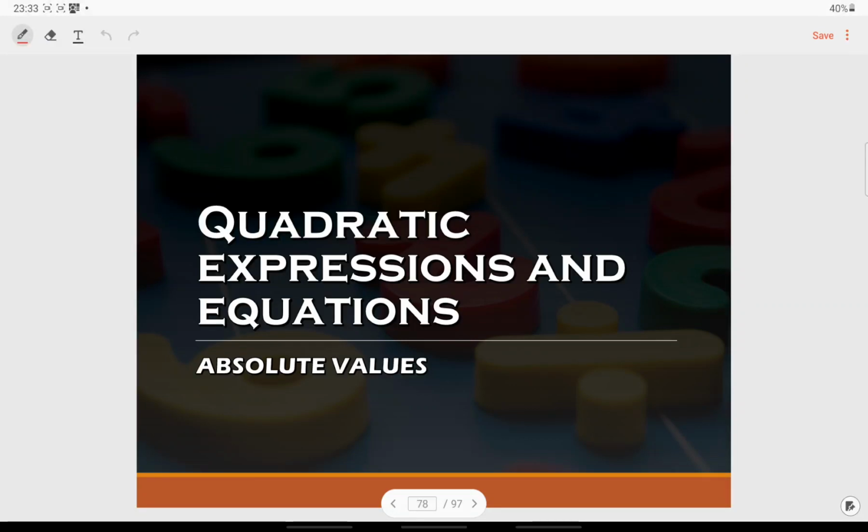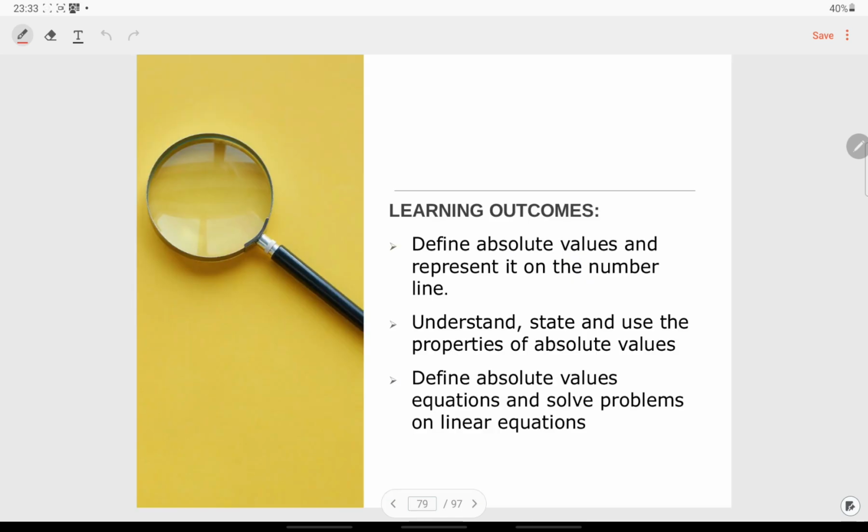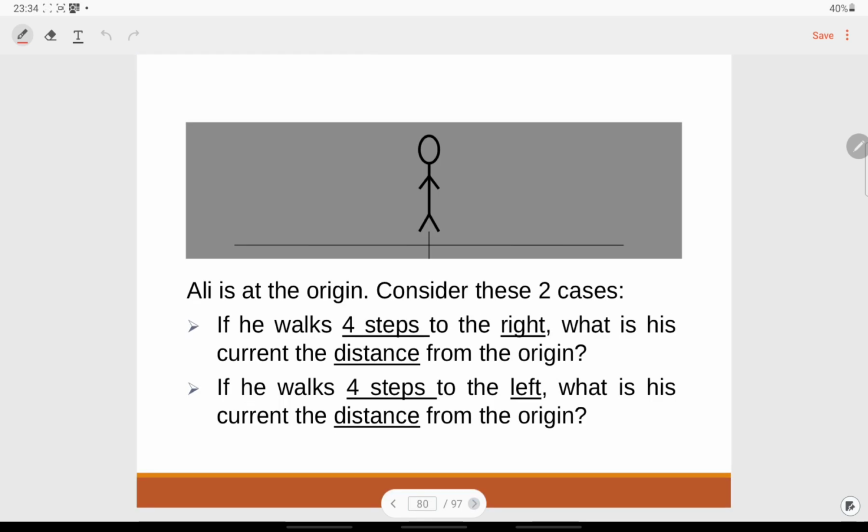The next topic discusses absolute values. The following are the learning outcomes. Okay, we start with the following situation.